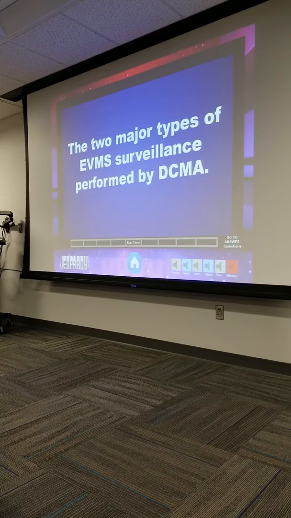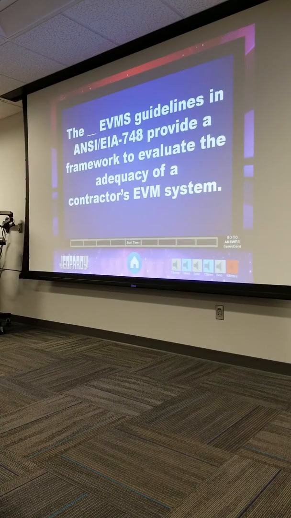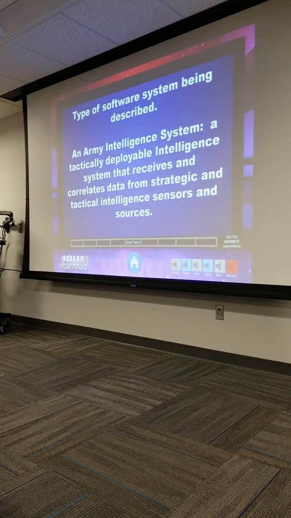Two major types of EVM surveillance performed by DCMA: system surveillance and then program contract surveillance. Sorry, that's a typo there. All right, how many EVMS guidelines? 32. 32 EVMS guidelines.